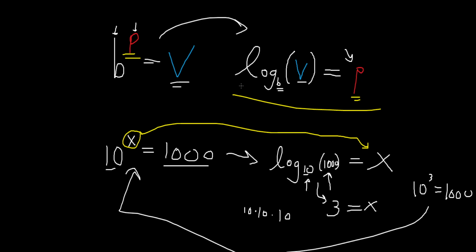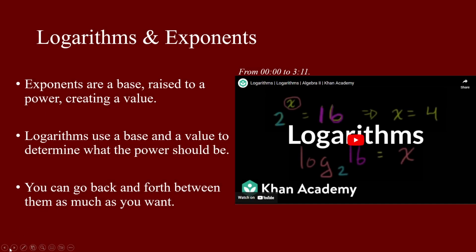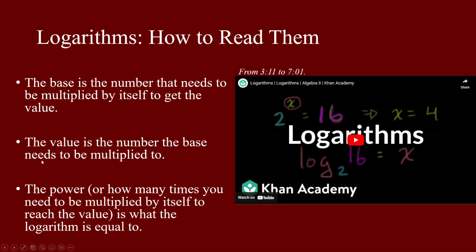So we are going to use this information, the ability to go back and forth between logarithms and exponents, as a way to help us figure out what else logarithms can do. Because they can also do some other weird stuff, and we will be exploring that weird stuff. But for right now, we're good on that. So let's go back. We got logarithms. What are they? How do they function? And of course, we just talked about how to read them. So the base is what you need to get the value. The value is the number you're multiplying to. And the power. So we just went over all of that. So we can skip this slide real quick.